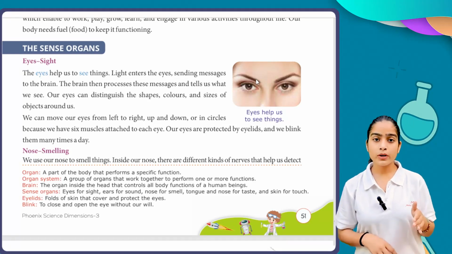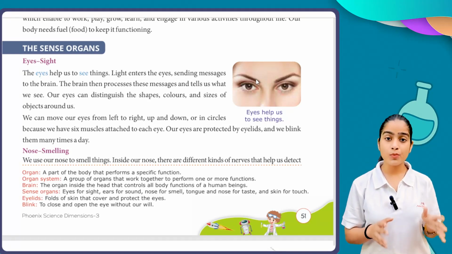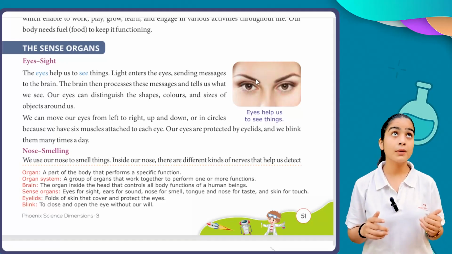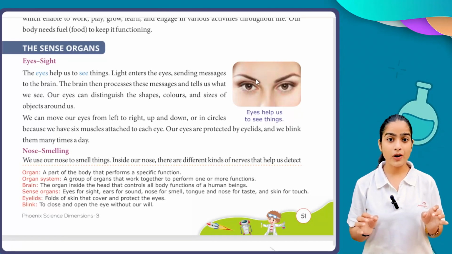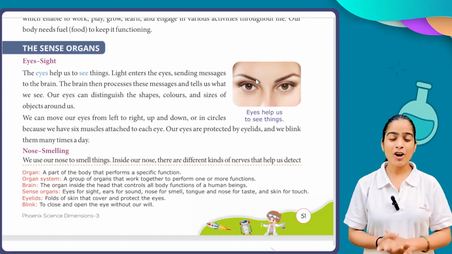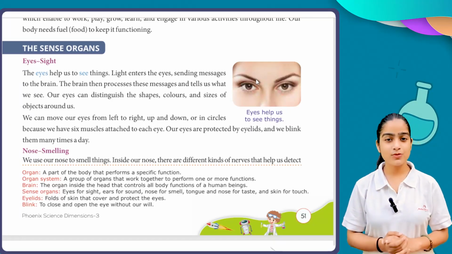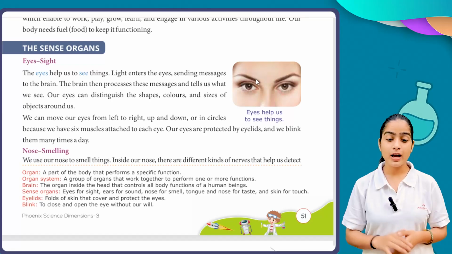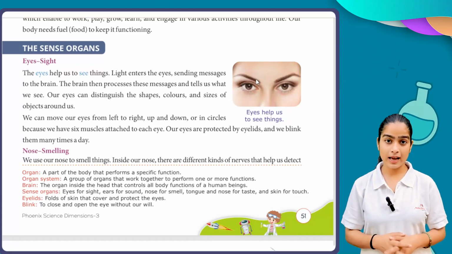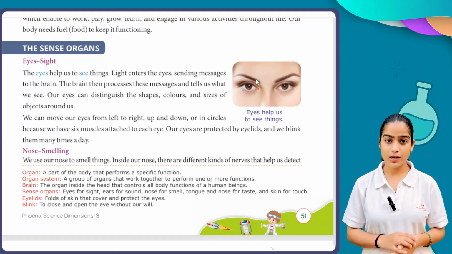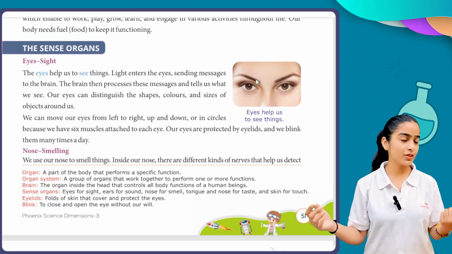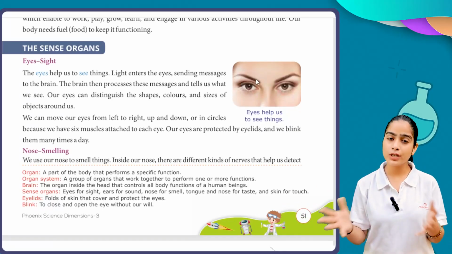Okay, now what we see in our eyesight, we can move it from right to left, up and down and round. You can do it yourself, right? Is this possible just because of that? Because we have six muscles attached with our eyes, it is possible for us to move in the right direction, left direction, up and down, and we can move it circular as well.